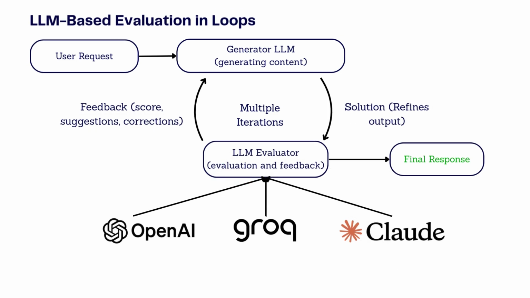LLM-based evaluation is a type of evaluation where another language model acts as a judge to assess the output of a generator LLM. Unlike rule-based evaluation, which uses predefined logic and metrics, LLM-based evaluation leverages the language understanding capabilities of an LLM to provide more context-aware feedback.